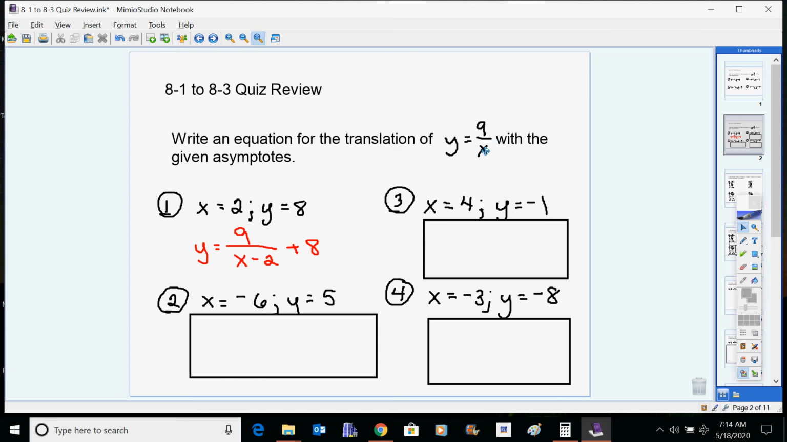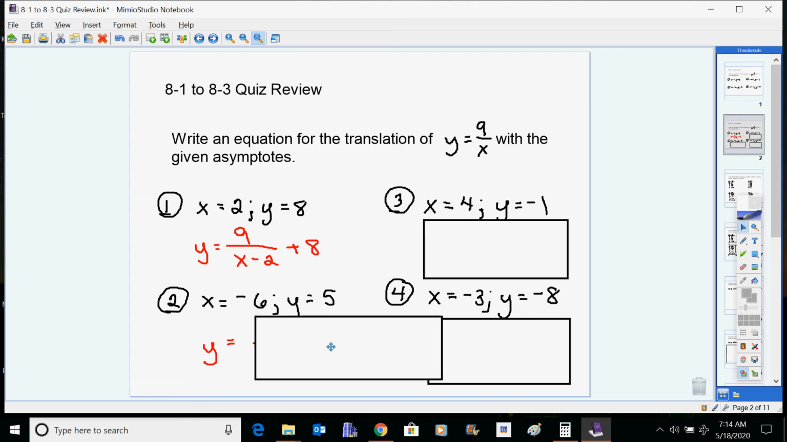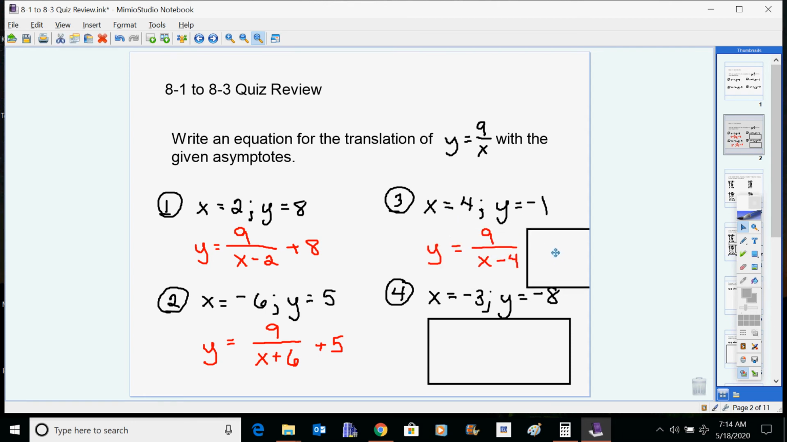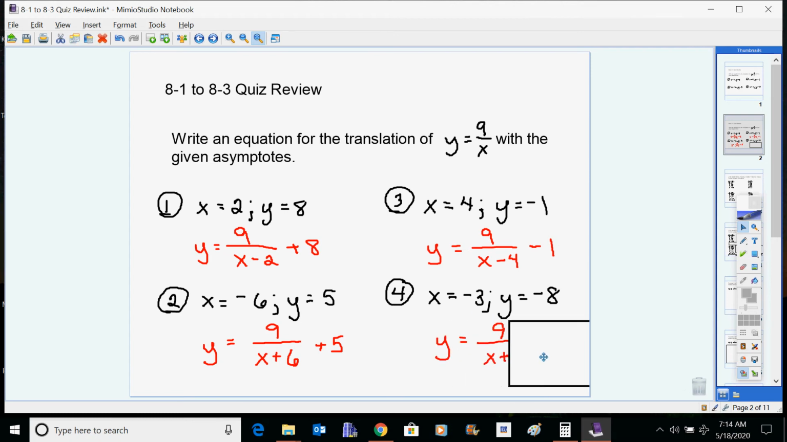So here, 9 over, and the 9 doesn't change, x plus 6, because these two would give you 0, and then the plus 5, which just brings the whole thing up 5 units. Again here, x minus 4 in the denominator, and then minus 1 to bring the whole thing down. And here, x plus 3 in the denominator, and minus 8 to bring the whole thing down.